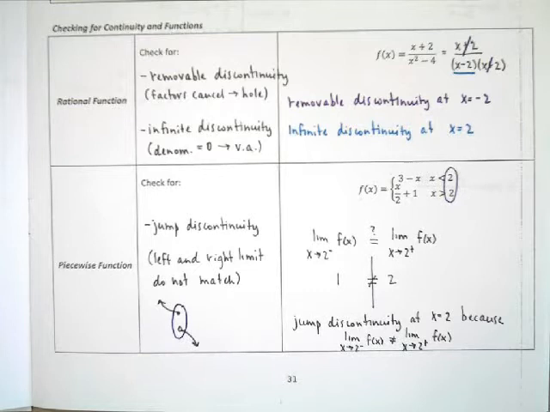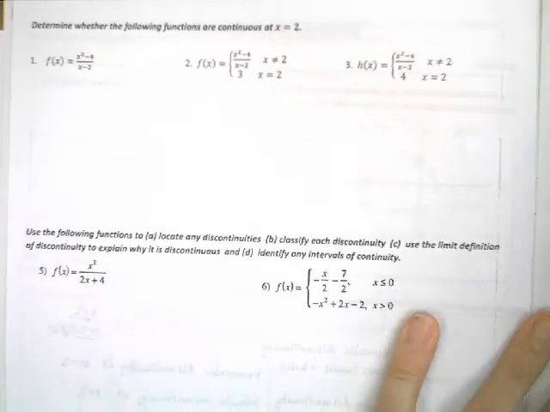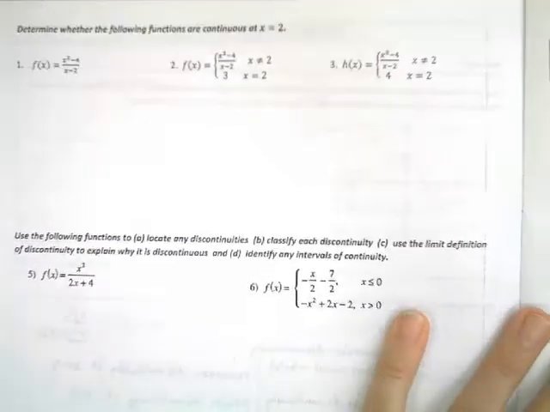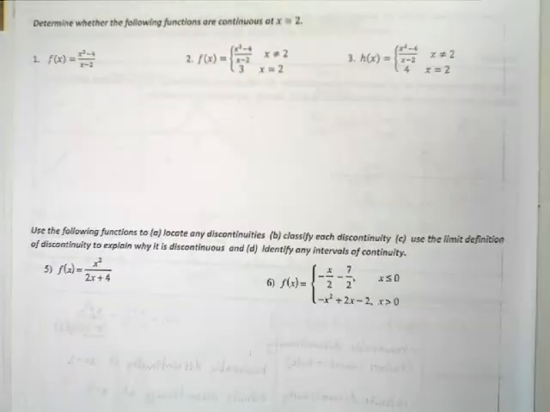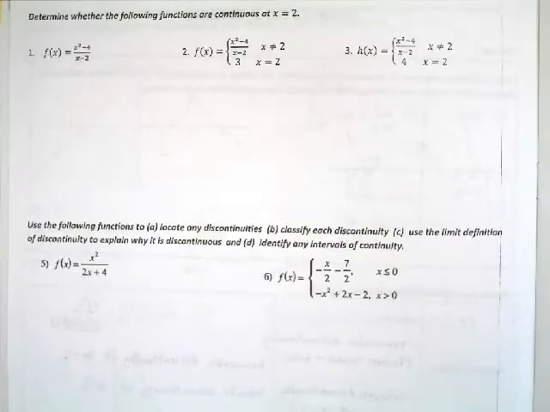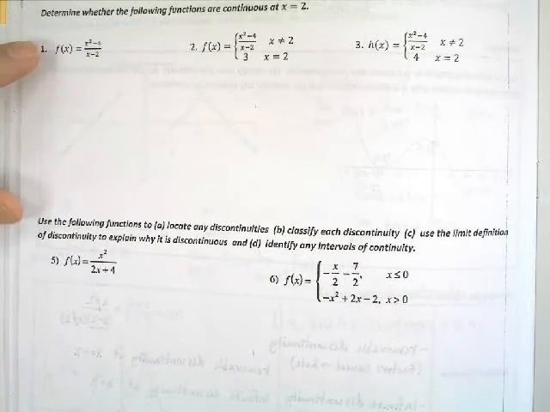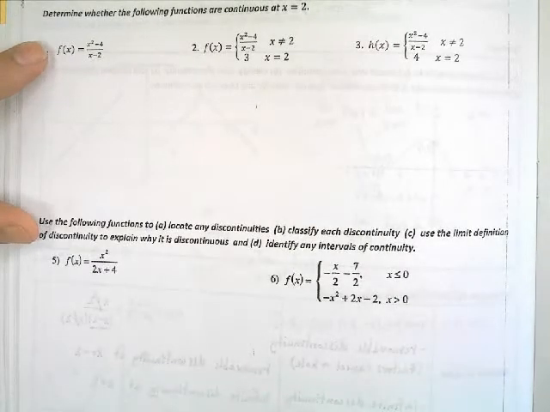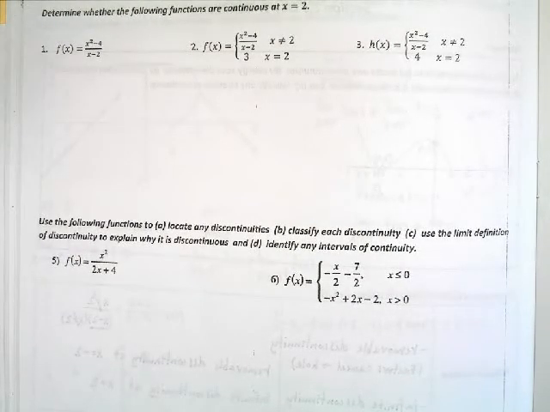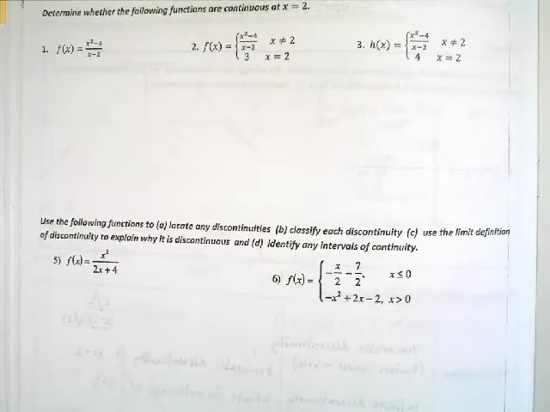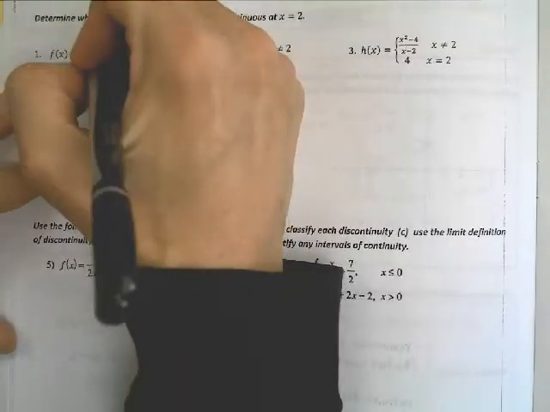All right, so now we're going to actually look at some functions and make sure we can pick out where these discontinuities are occurring. So get flipped over here. All right, so here it says determine whether the following functions are continuous at x equals 2. Let me see if this will focus any better. All right, here we go. So for number 1, I notice I have a rational function here. So right away I'm looking either for removable discontinuities or infinite discontinuities. So I'm going to go ahead and factor this.